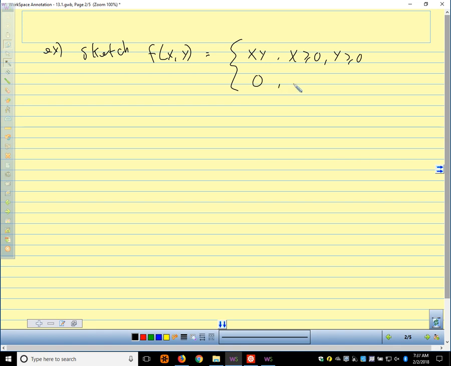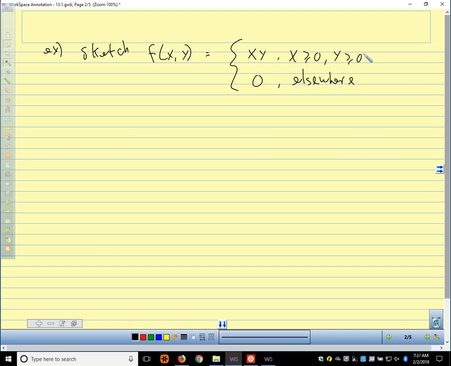Is that a piecewise function? Yes. So f of x, y is x times y for x greater than or equal to 0, y greater than or equal to 0, and 0 everywhere else. So before we start sketching, what is the domain? We have x greater than or equal to 0, y greater than or equal to 0.